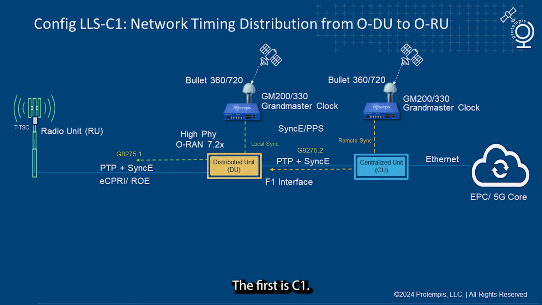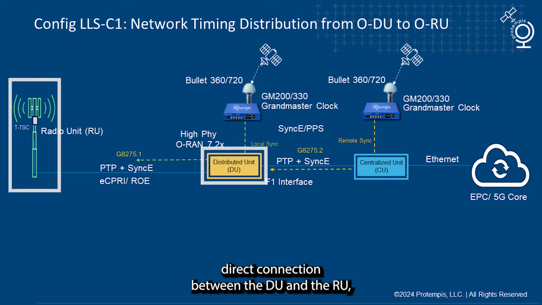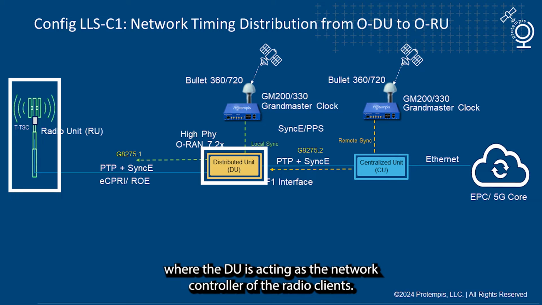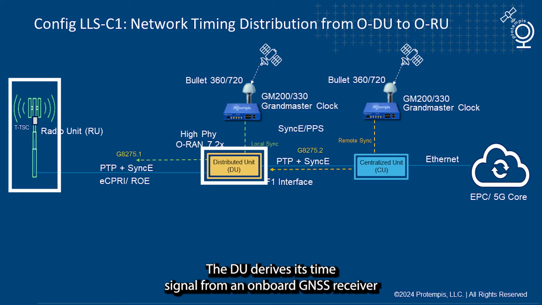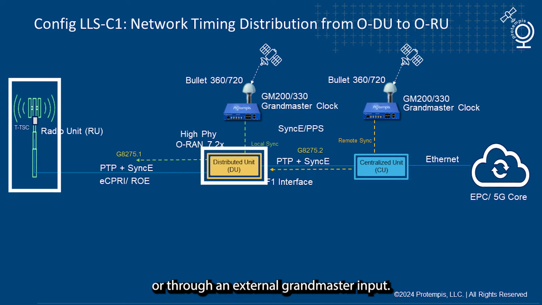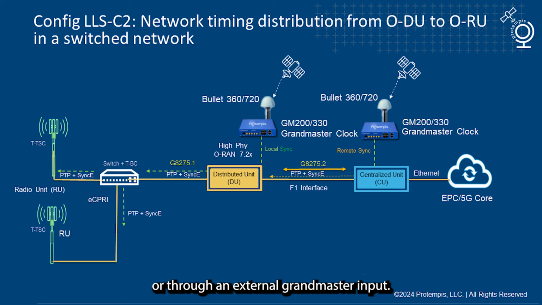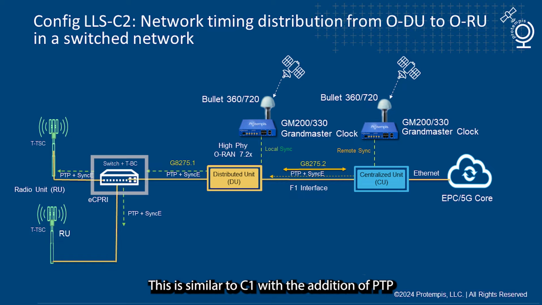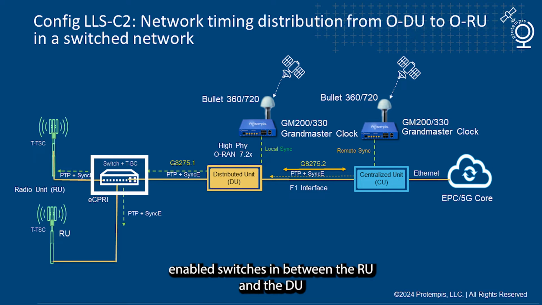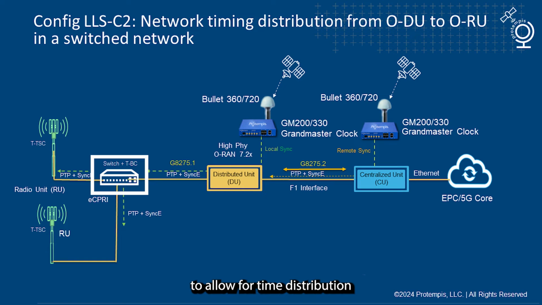The first is C1. This is a point-to-point direct connection between the DU and the RU, where the DU is acting as the network controller of the radio clients. The DU derives its time signal from an onboard GNSS receiver or through an external Grandmaster input. The second is C2. This is similar to C1 with the addition of PTP-enabled switches in between the RU and the DU to allow for time distribution across the front haul.